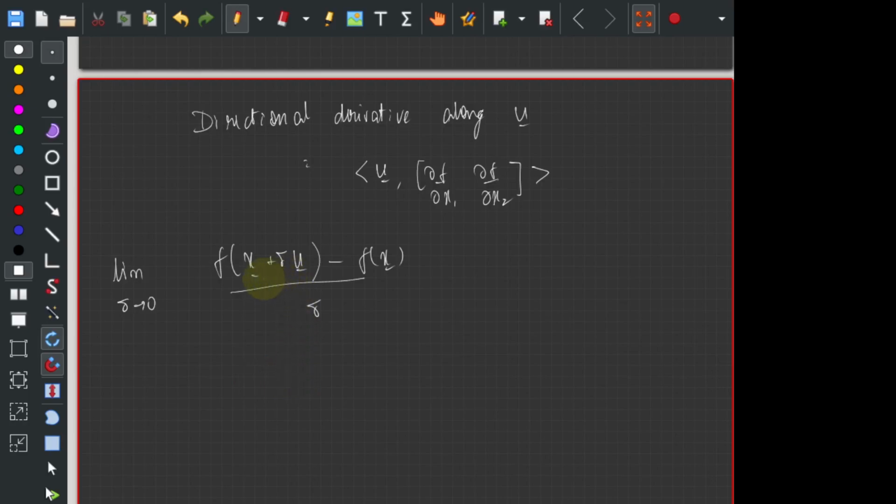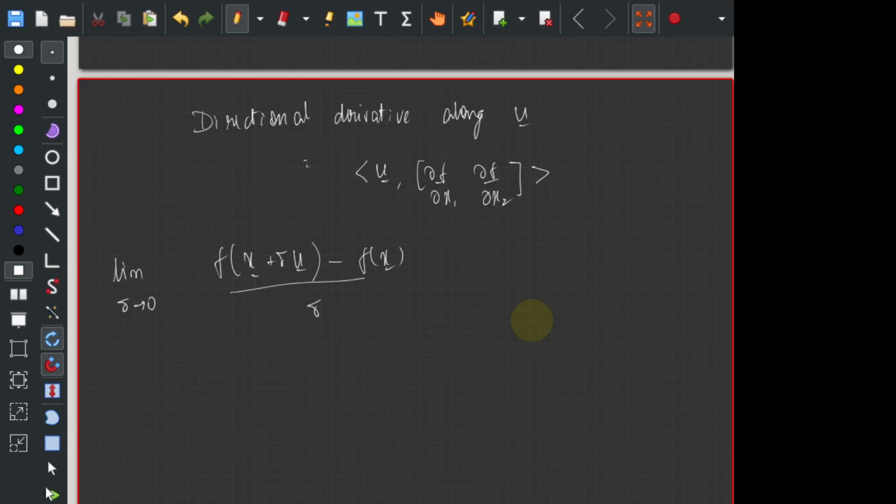So we take a particular point x. From this point x, what is x plus delta u? Delta times the u direction from this. Correct. So u gives you a direction, right? So x plus delta u is, in other words, you're taking a delta step from x along the direction u. Agree? So I'm basically moving in the direction of u by an amount of delta.